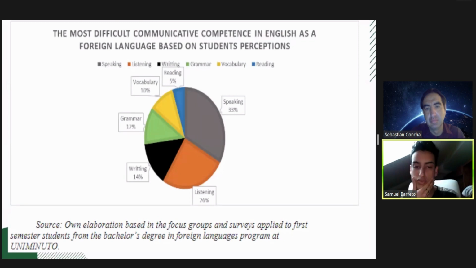Okay, so in this graphic, we present the most difficult communicative competences based on students' perceptions. Here we have that students stated that speaking and listening were the most difficult communicative competences for them. The next one, please.